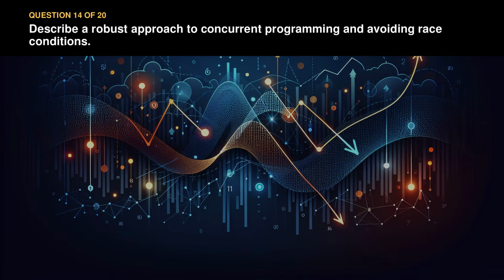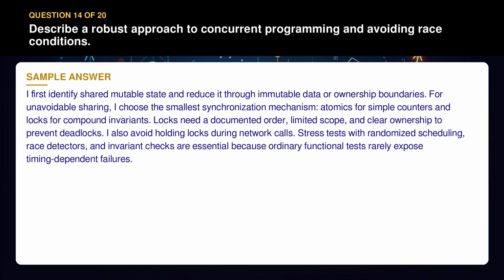Question 14. Describe a robust approach to concurrent programming and avoiding race conditions. I first identify shared mutable state and reduce it through immutable data or ownership boundaries. For unavoidable sharing, I choose the smallest synchronization mechanism, atomics for simple counters and locks for compound invariants. Locks need a documented order, limited scope, and clear ownership to prevent deadlocks.